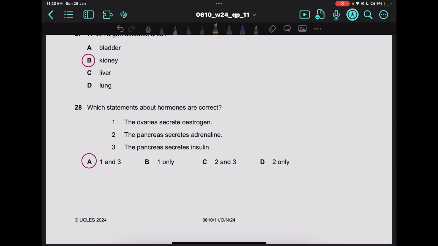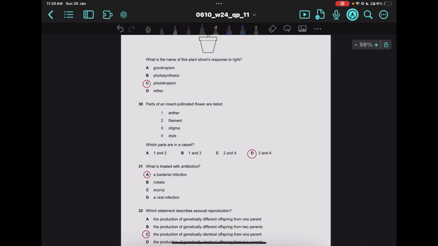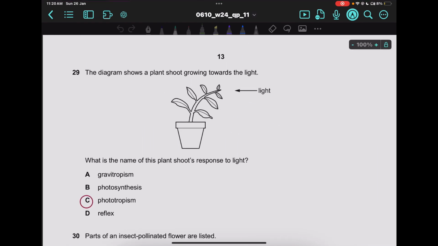Which statements about hormones are correct? Number 1 says the ovaries secrete estrogen. This is correct. The pancreas secretes adrenaline. This is incorrect. The pancreas secretes insulin. This is correct. So our answer is going to be 1 and 3. 29. The diagram shows a plant shoot growing towards the light. What is the name of the plant shoot's response to light? This is actually phototropism, where the whole plant will shift towards the light. So this is phototropism.